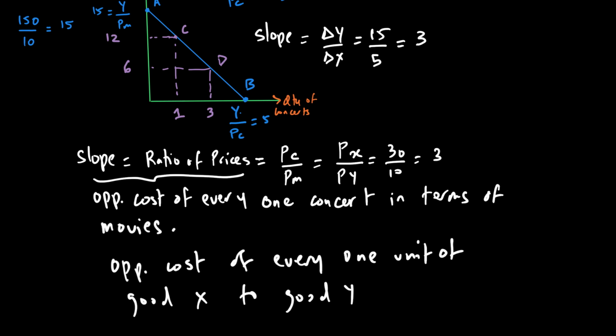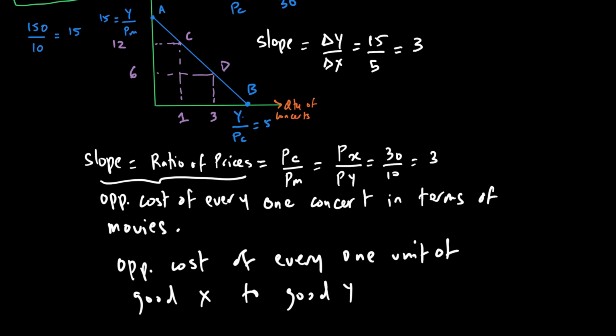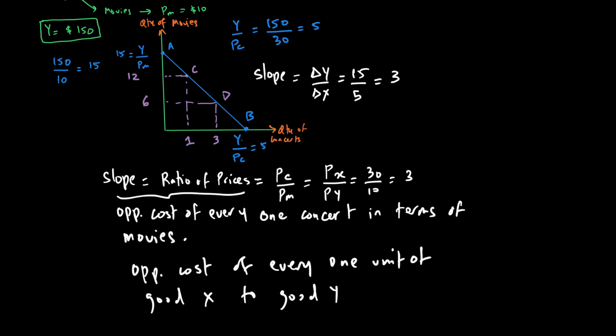That's an important thing to understand: the slope of the budget line is the ratio of prices, and because the slope of the budget line is the ratio of prices, the budget line is telling us what our opportunity cost is, which is basically when you go to one concert, for example, you lose 3 movies, and vice versa. So that's the basic discussion on the budget line, where we know what the slope is.